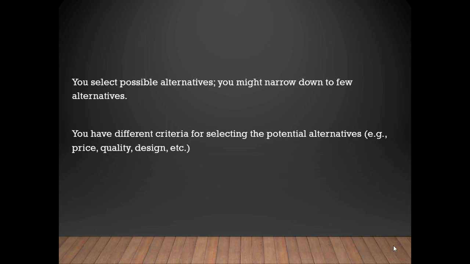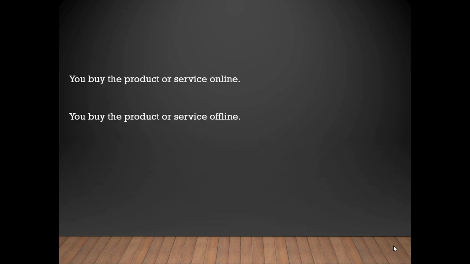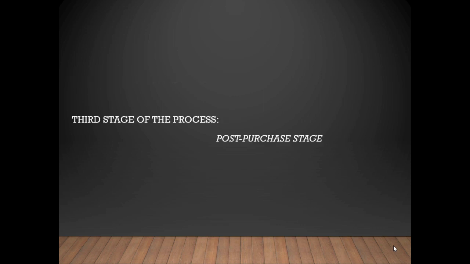And you have different criteria for selecting the potential alternative. It could be price, quality, design, brand. And you end up narrowing down to a few or one, and this will be the one that you buy, the one that offers you more value. You buy the product or service online, or you buy the product offline. You will choose the alternative that matches your purchasing criteria much better.